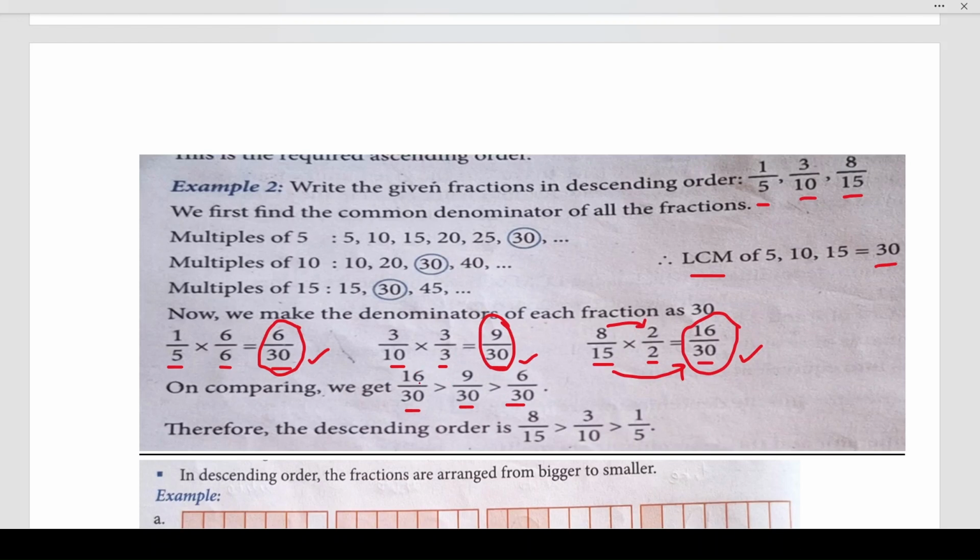We won't put the sign yet; first write the biggest number, then the next biggest number is 9, then the last is 6. Next we have been asked to put it in descending order. Descending order means big to small. So 16 by 30 is greater than 9 by 30, then 6 by 30. And then you will write the original fractions for these: 16 by 30 is actually 8 by 15. So 8 by 15 is written here, that is greater than 9 by 30. 9 by 30 is your 3 by 10. So 3 by 10 is written next and then 1 by 5. So this is how you will arrange your fractions in descending order. In descending order, the fractions are arranged from bigger to smaller.